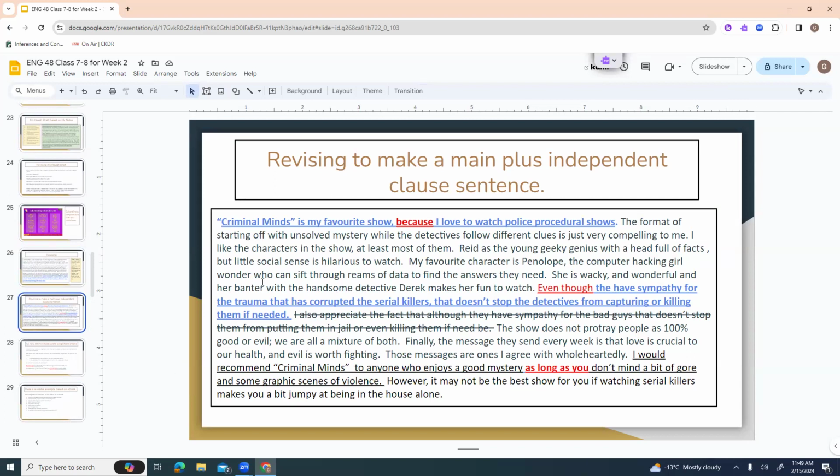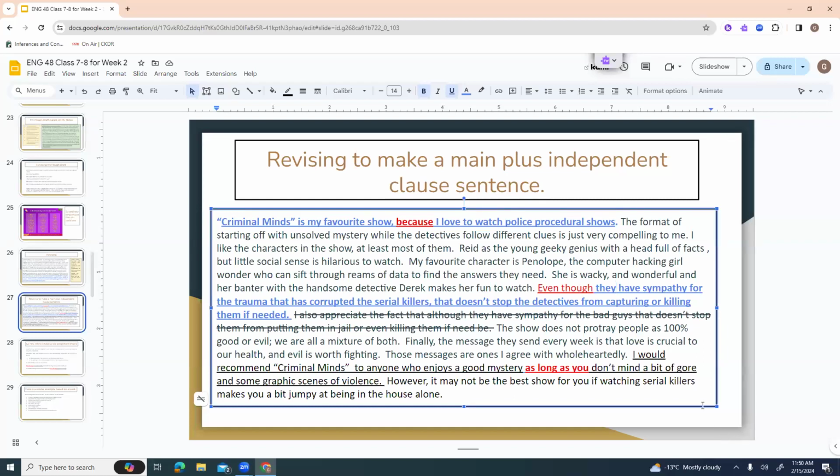So here's an example. Criminal Minds is my favorite show because I love to watch police procedural shows. So now rather than two short sentences, I've joined them with the subordinate conjunction because. And down here, I crossed this off and rewrote it basically. Even though they have sympathy for the trauma that has corrupted the serial killers, that doesn't stop the detectives from capturing or killing them if needed. So this part that starts with even though is my subordinate clause, and here is my main clause.